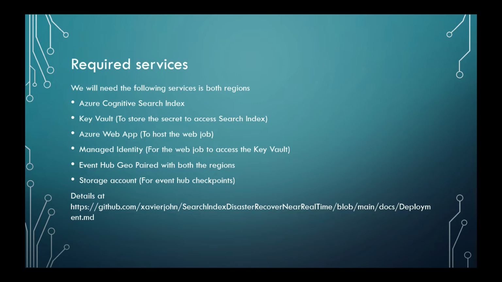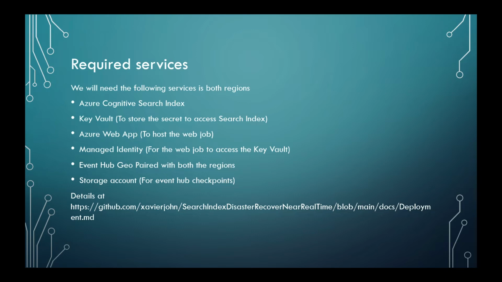Azure Web App will host the web job that's going to listen on the Event Hub and update the search index. We need managed identity so that the web job can connect to the key vault to get the secret and connect to the Event Hub to read the data. We need Event Hub that is geo-paired with both the regions. And we need a storage account in each region.